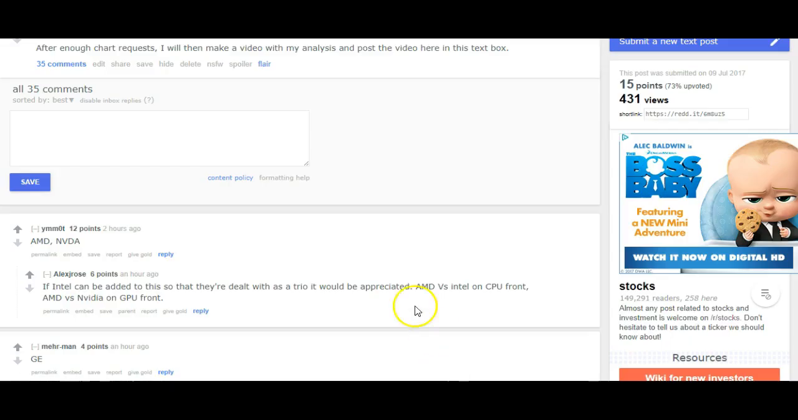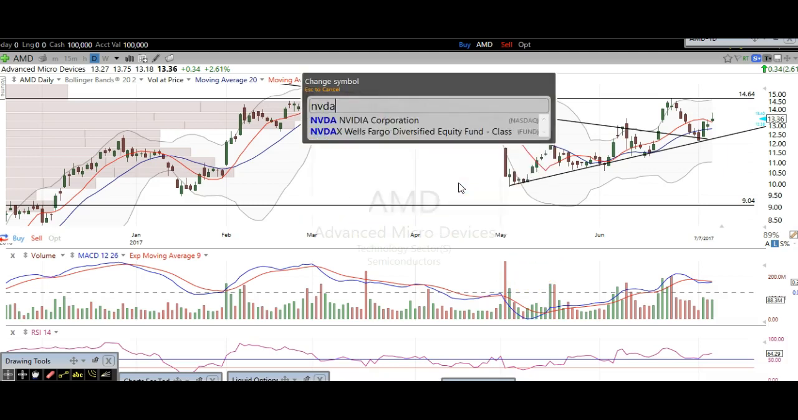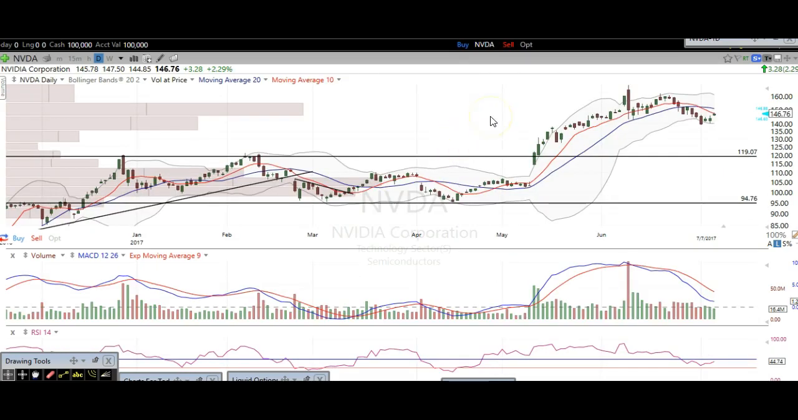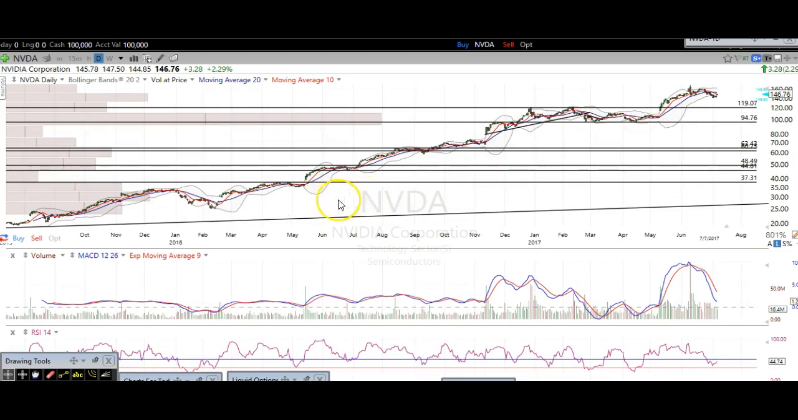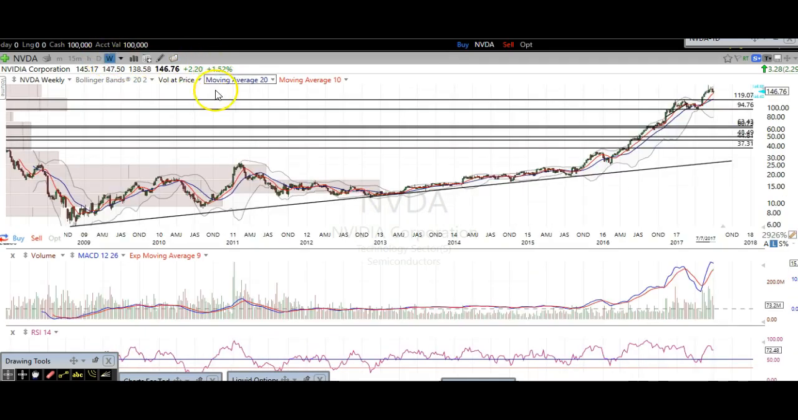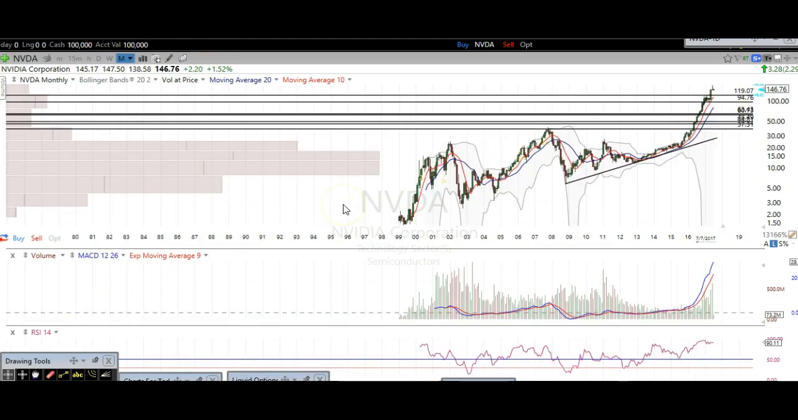All right, so the next one we're going to take a look at is NVDA. So NVDA, you can see overall this is a very, very bullish chart. All right, I believe this is at all-time highs. Let me go to the monthly chart. Yeah, so we're at all-time highs.